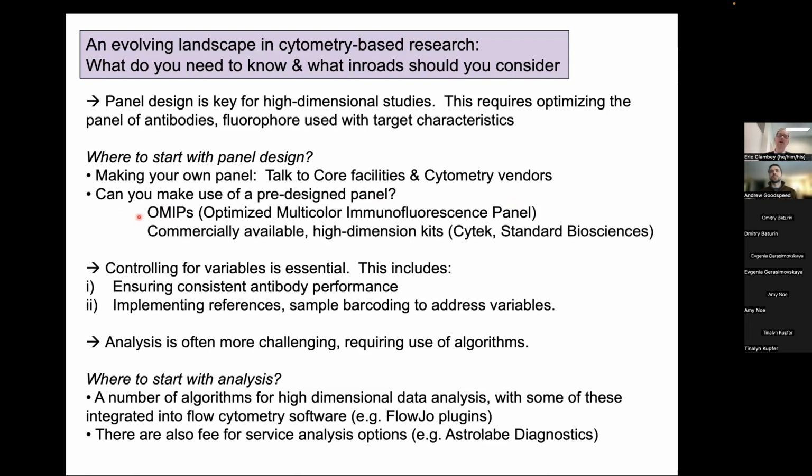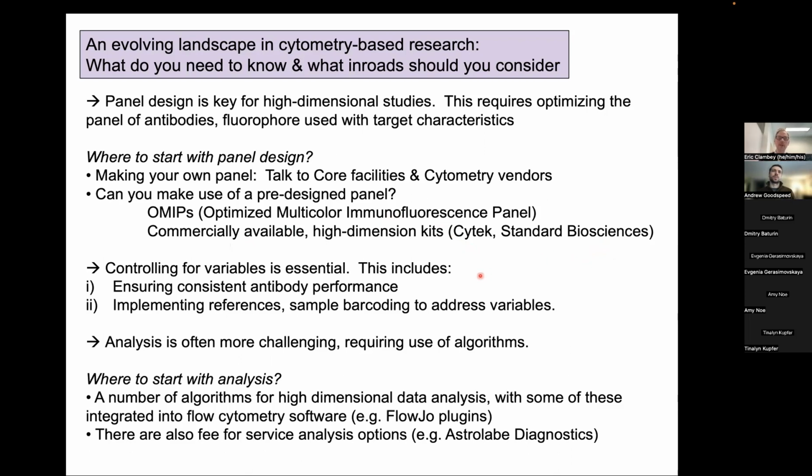So for instance, there are published, well-established panels called OMIPs, or optimized multicolor immunofluorescent panels, against a number of things. And there also are now an increasing number of commercially available high dimension kits. I also think these are a great opportunity to really get into high dimensional analysis. SciTech and Standard Biosciences both have these high dimension kits. And I think they're only going to continue to come online. And I would strongly encourage you to consider those, because these are really optimized to work out all the kinks and to save you a lot of time if they can meet your experimental needs.